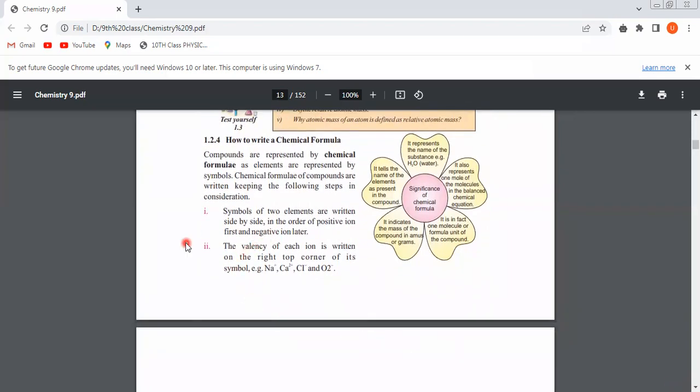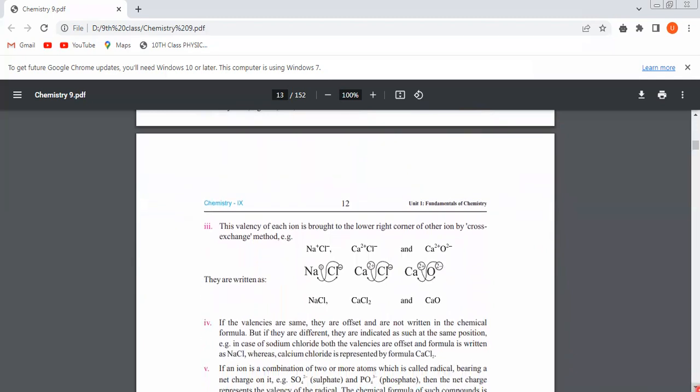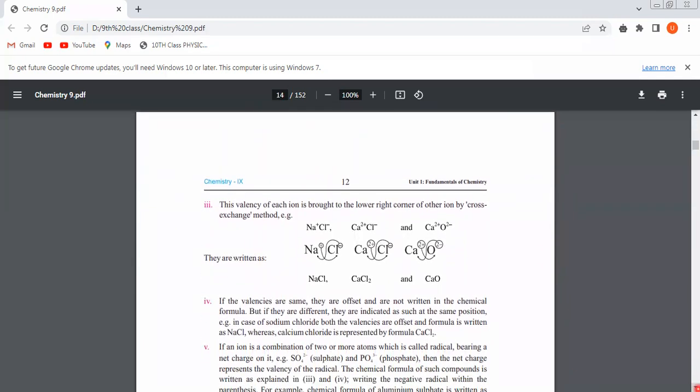How to write a chemical formula? Compounds are represented by chemical formulas as elements are represented by symbols. Chemical formulas of compounds are written keeping the following steps in consideration. Step 1: symbols of two elements are written side by side in the order of positive ion first and negative ion later. Step 2: the valency of each ion is written on the right top corner of its symbol. Step 3: the valency of each ion is brought to the lower right corner of the other ion by the cross exchange method.